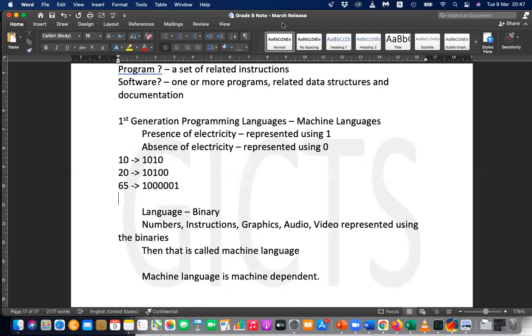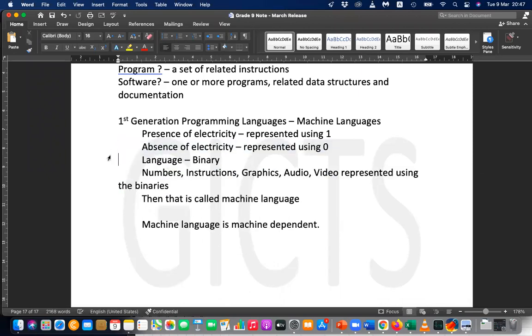That can be done. Writing the letter A. A is represented using ASCII 65. And that can be done using again the same. It is 10000001. So likewise, everything is represented in binary in the first generation. That is first generation language. You had to write code in binaries. This is actually done using switches. Switch on, off signals. This is done.